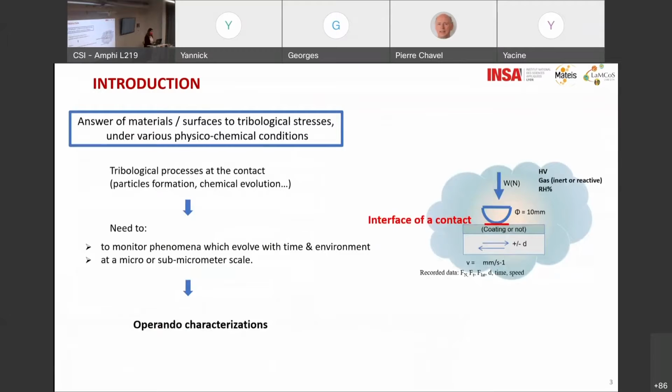So at the beginning, the objective of my project is to do the surface analysis and tribological characterization of engineering materials, thin films, and coatings under various physical-chemical conditions, and we would like to analyze the formation of particles, the third bodies, and chemically evaluate the wear track. For this, we need to monitor the data that we recorded, and we wanted to do the analysis in small scale, so we used the microscope, and we worked in operando conditions, which our system allows us to do.